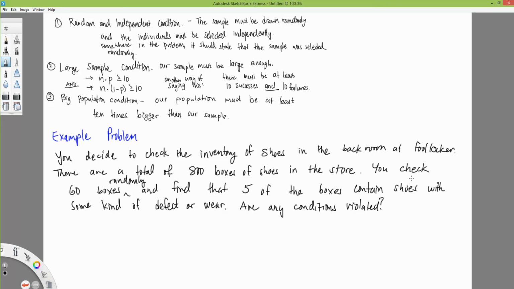Okay, what do you guys think? Violation, no violation? Violation. What's violated? Number 2, large sample condition. Okay, so let's go through each of these.